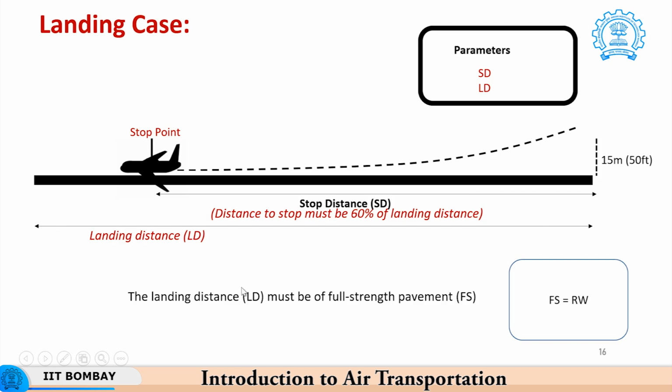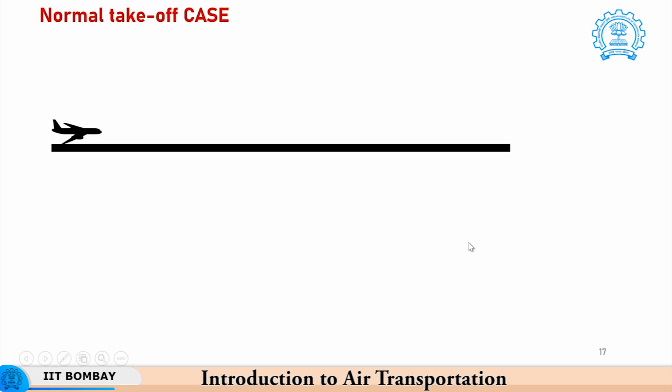So, in this case what we see is the landing distance must be the full strength pavement Fs, because there is no scope to reduce anything here in takeoff. So, let us take a normal takeoff case.